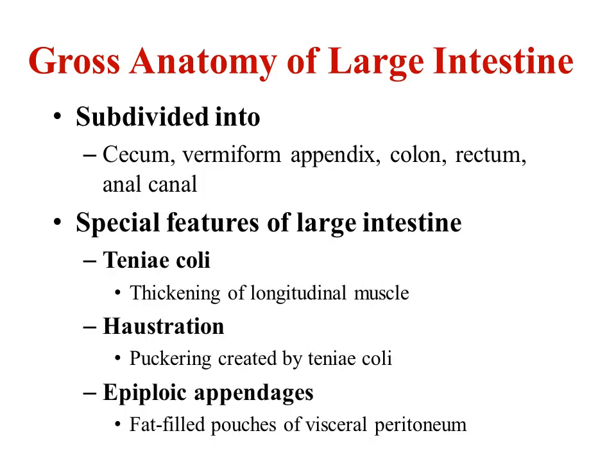A special feature of the large intestine that distinguishes it from the small intestine is something called taenia coli, the thickening of the longitudinal muscle band. Also there is haustration, or sacculation, puckering created by the taenia coli, and we also have something called epiploic appendages. This is a fat-filled pouch of visceral peritoneum. These are mainly the three features that distinguish the large intestine from the small intestine.